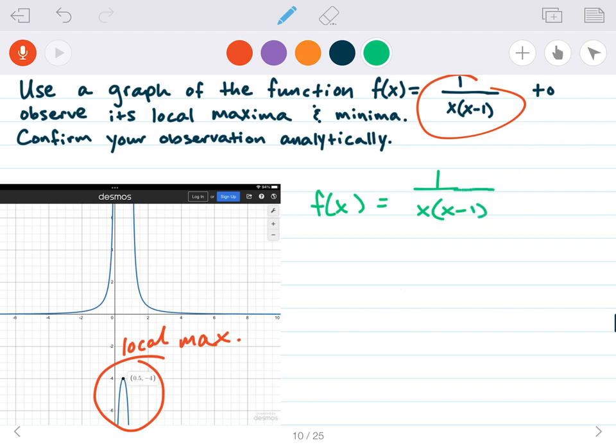And so that I don't have to use the quotient rule, I'm just going to rewrite this using negative exponents. This is the same thing as x to the minus 1 times x minus 1 to the minus 1. And actually, maybe I won't even do that. Maybe I'll make it look even better. How about I distribute the bottom to give me x squared minus x, and then I can write that as x squared minus x to the negative 1. So this is f.